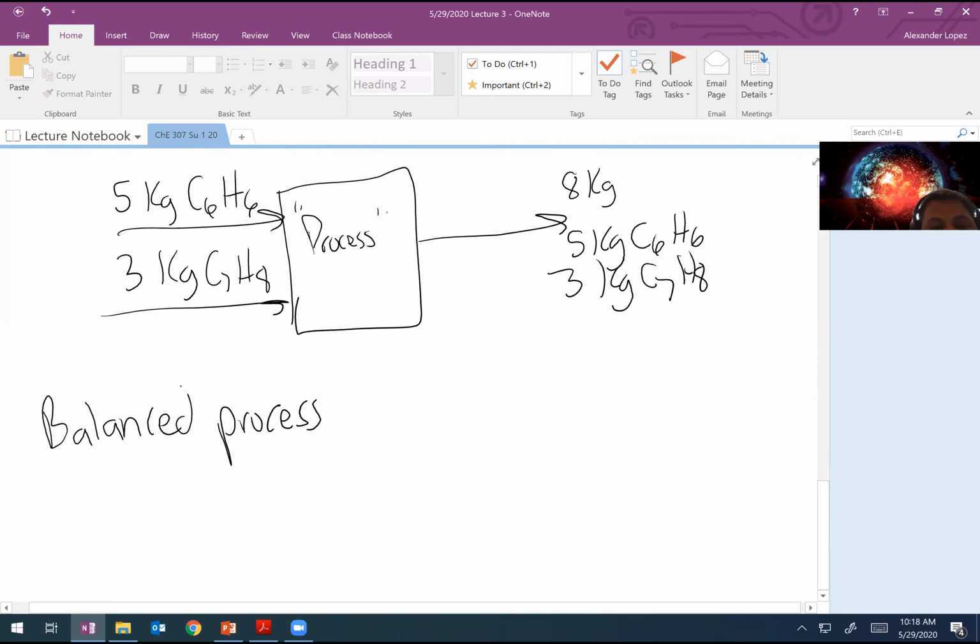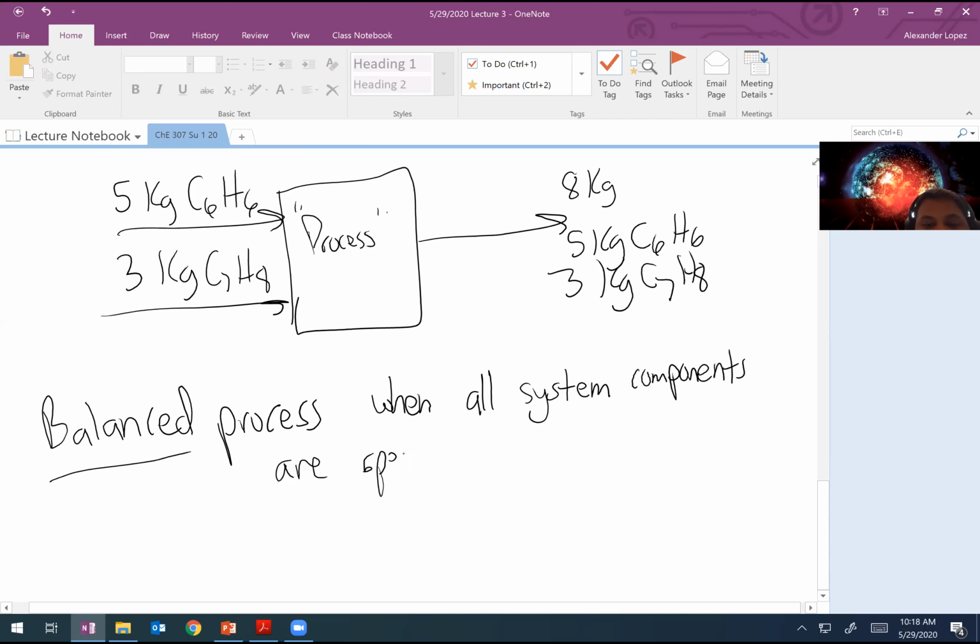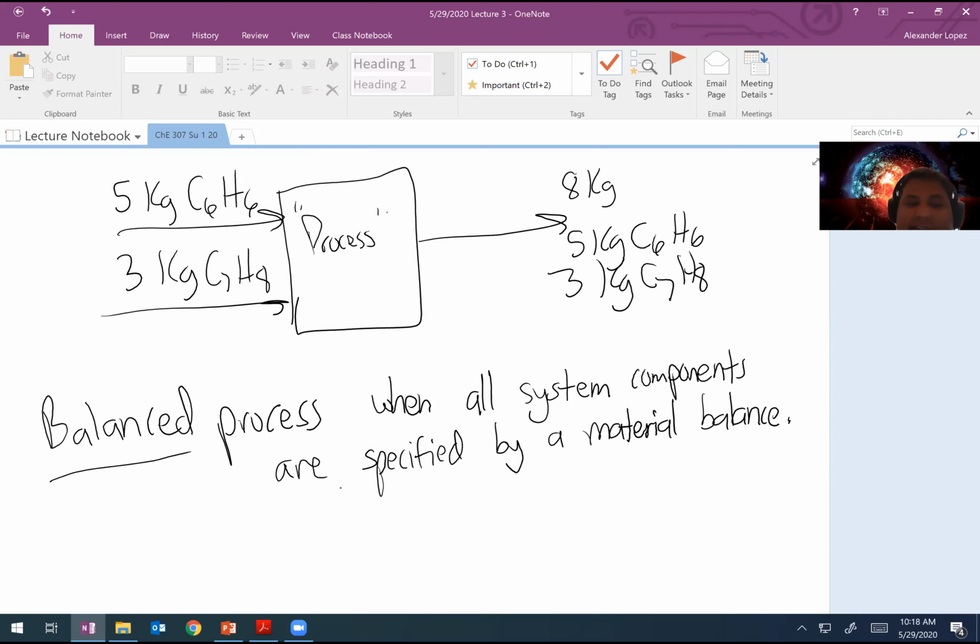And a process is considered balanced when all system components are specified by a material balance. Meaning, if you perform a material balance on every component and everything's been solved and the material balance holds in your system, the overall process can be considered balanced. And what that allows you to consider is opportunities for input manipulation.